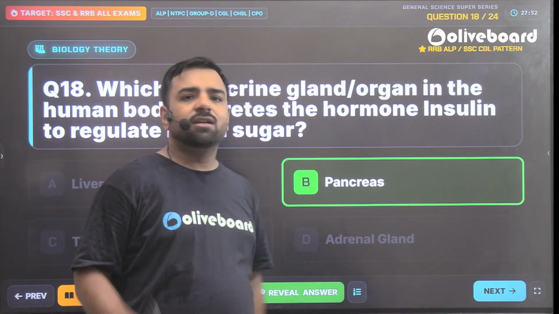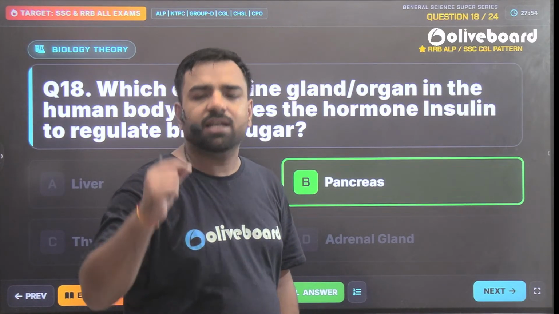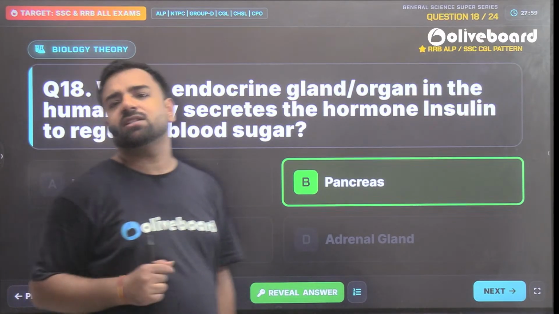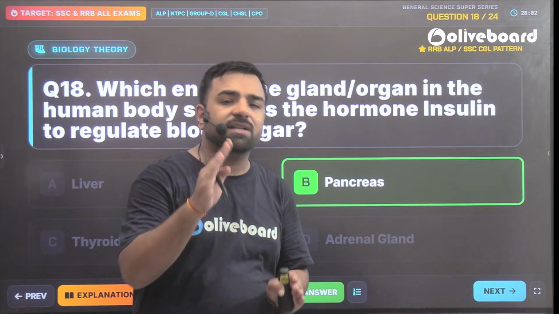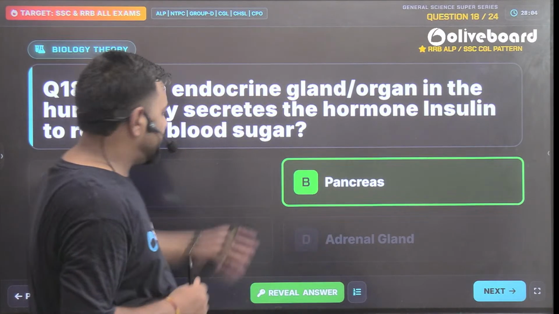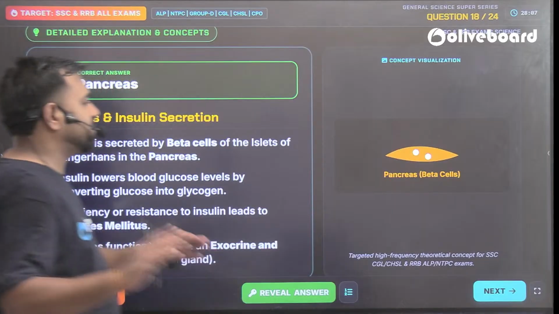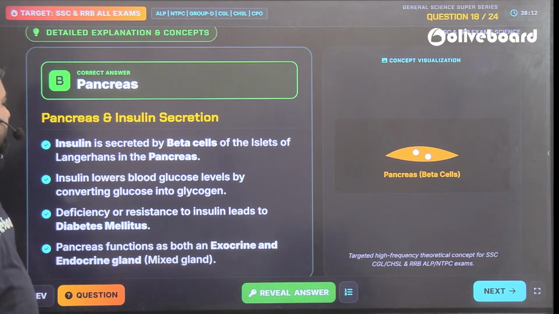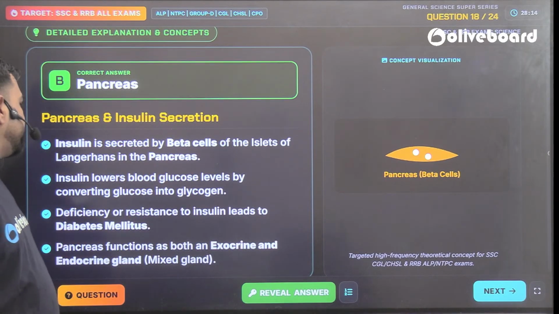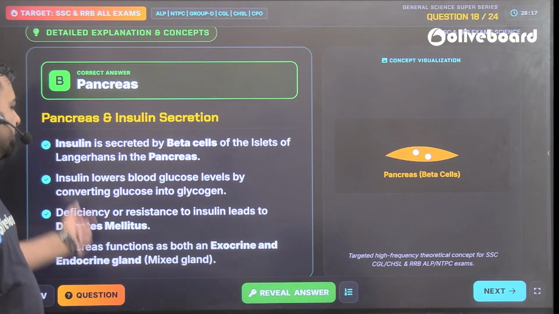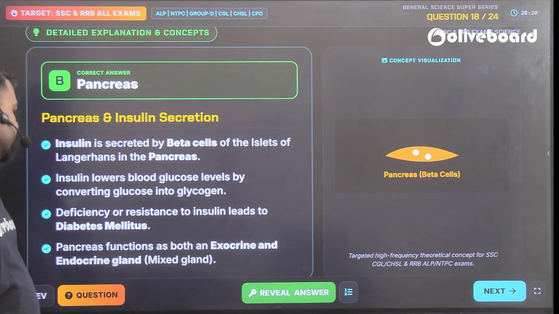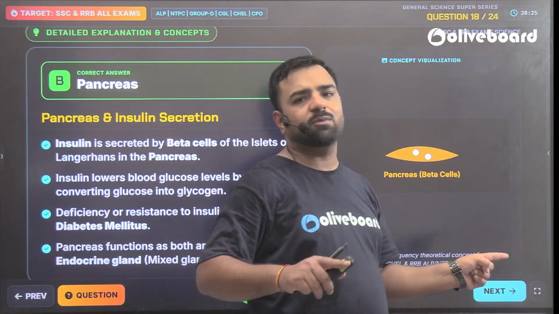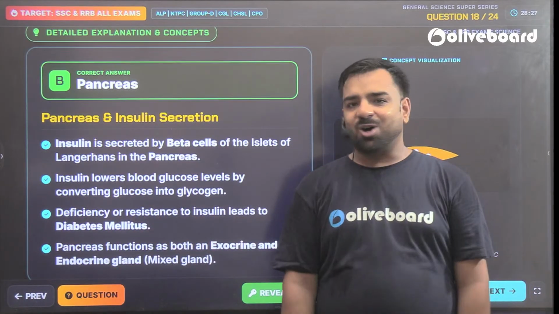What about adrenal? This is the gland which is present above the kidney, and here epinephrine and norepinephrine, that is adrenaline and noradrenaline hormones, are generated, which are also known as emergency hormones. Okay, so here the answer was pancreas. Detailed explanation is already done. Insulin is secreted by the beta cells of the islets of Langerhans in the pancreas. Insulin lowers the blood glucose level by converting glucose into glycogen. Deficiency or resistance to insulin leads to diabetes mellitus, and the pancreas works as a mixed gland because it generates both enzymes and hormones as well.